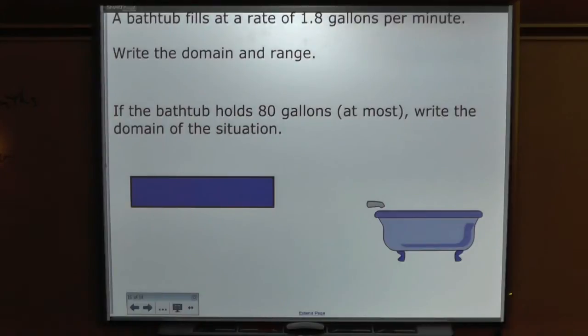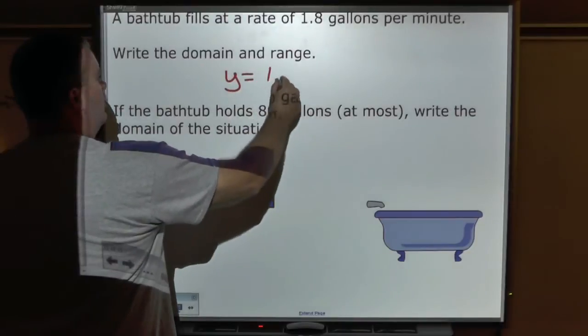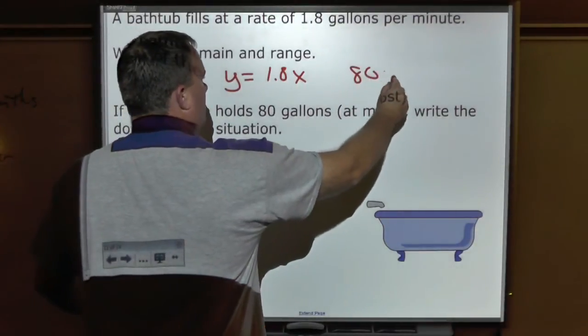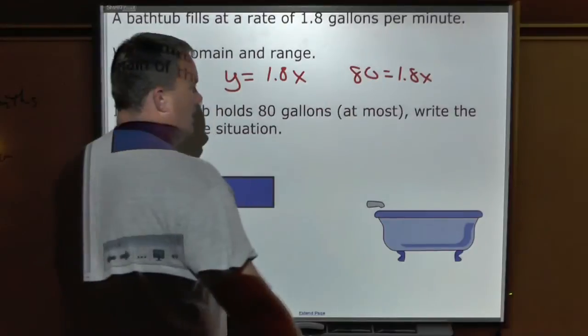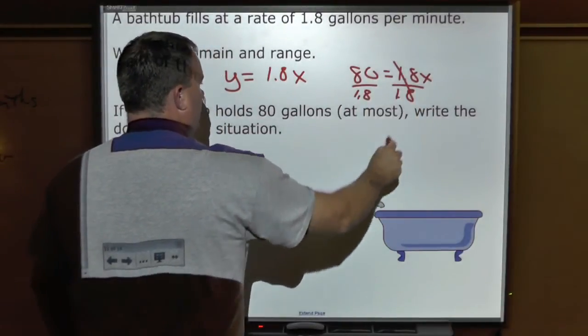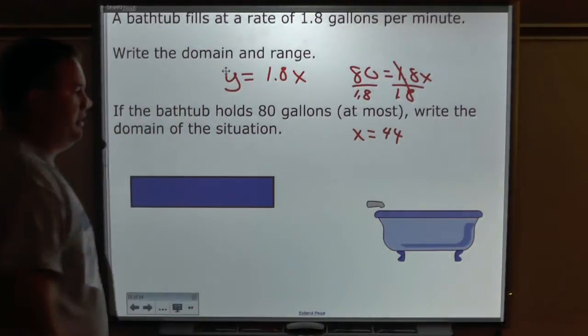Bathtub fills at a rate of 1.8 gallons per minute. Write the domain and the range. Well, if the bathtub holds 80 gallons at most, write the domain of the situation. Well, here's your equation. y equals 1.8x. It's 1.8 gallons per minute. If it holds 80 gallons, well, at this time, you would just divide it. You've done this before. Alright, you're going to get somewhere near about 44, sorry.